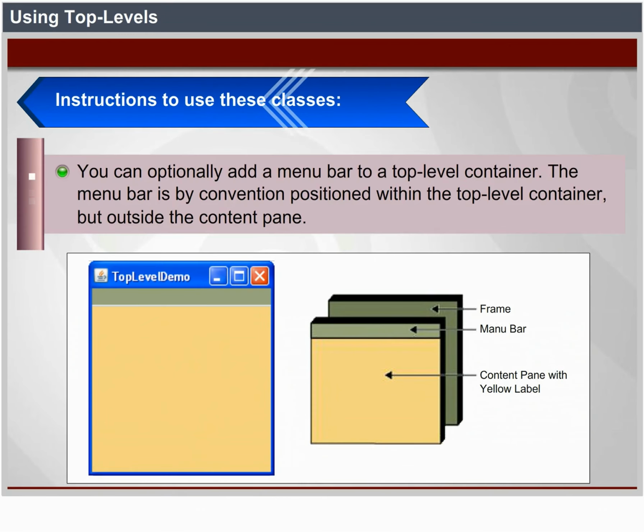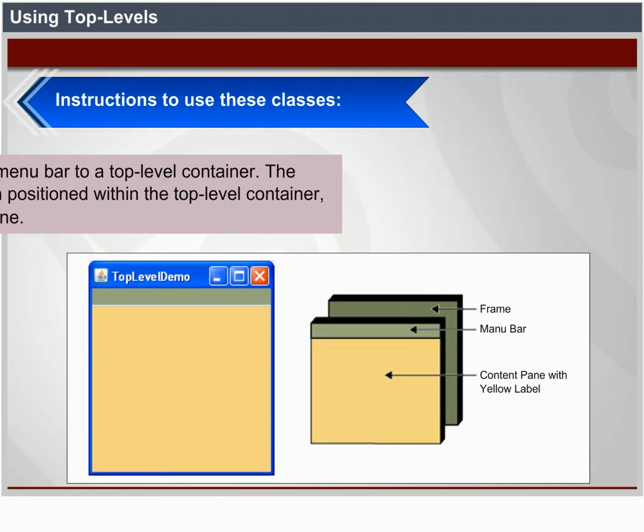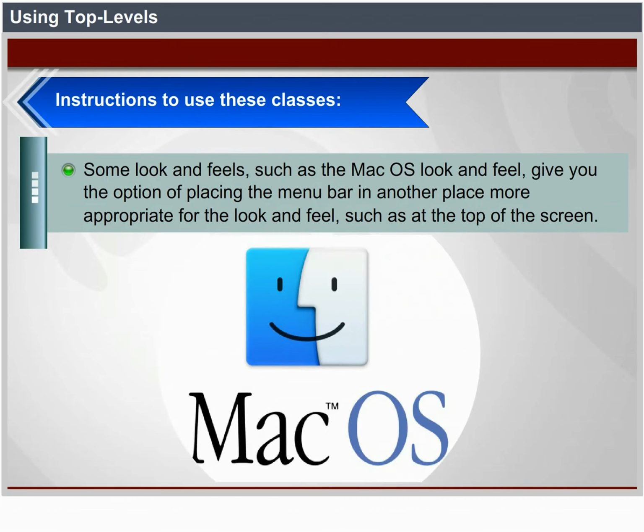You can optionally add a menu bar to a top-level container. The menu bar is by convention positioned within the top-level container but outside the content pane. Some look and feels, such as the macOS look and feel, give you the option of placing the menu bar in another place more appropriate for the look and feel, such as at the top of the screen.